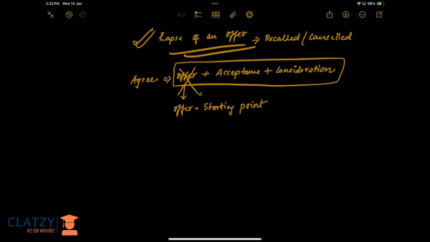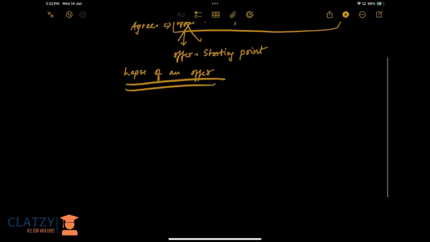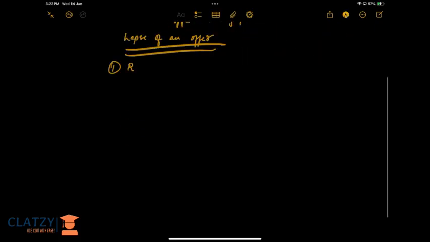Hence, this discussion was extremely important. And more importantly, you should be able to understand when we have a valid offer, or when we can say that an offer has lapsed, basically meaning when an offer has been recalled or cancelled. All right? And we saw that an offer can lapse in 3-4 ways. Number one was revocation.